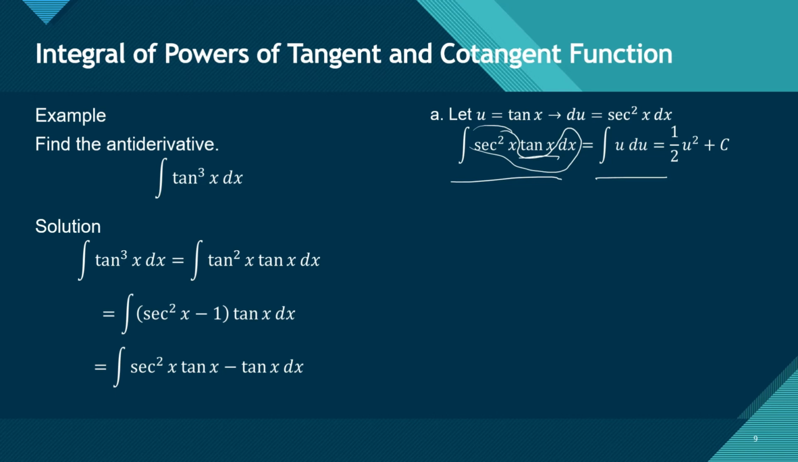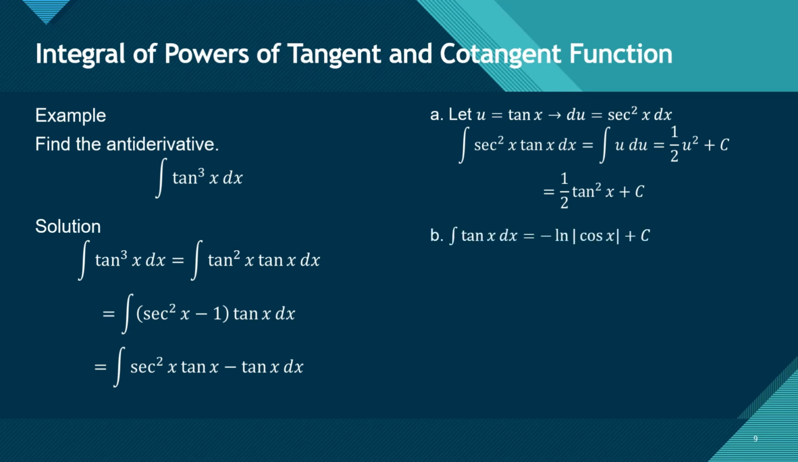That is your du. And applying the power rule, this is equal to 1/2 times u squared plus c. And so the integral of this is equal to 1/2 times the square of tangent of x plus c. So this is the first part. Let us now get the antiderivative of tangent of x. And we know this to be equal to negative ln of the absolute value of cosine of x plus c. Let us combine the results of a and b. This is equal to this.